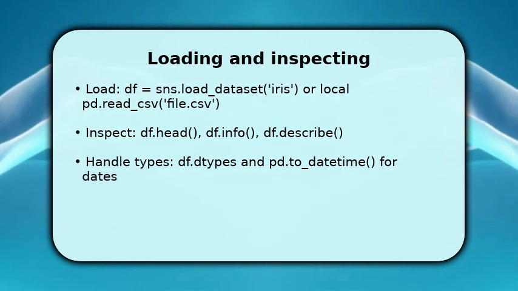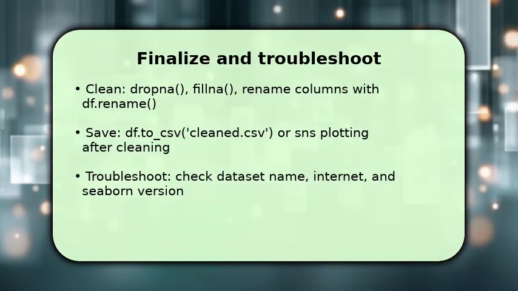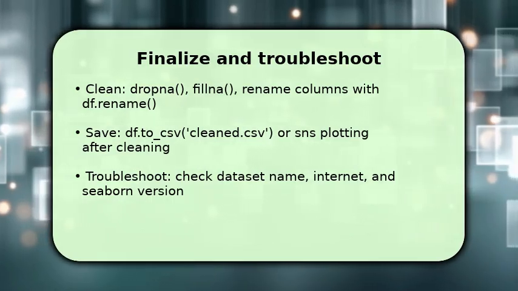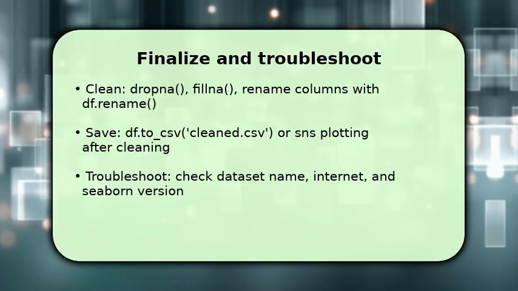Clean missing values, convert types, and rename columns for readability. Once clean, save a copy with df.to_csv('cleaned.csv'), or proceed to Seaborn plotting functions.